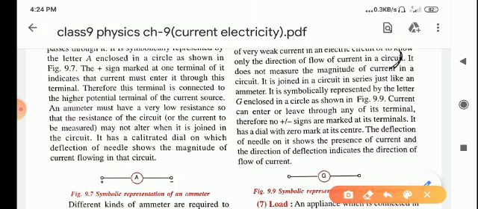It also tells the direction of the current. Similarly, plus minus. This direction is given by the help of the galvanometer.